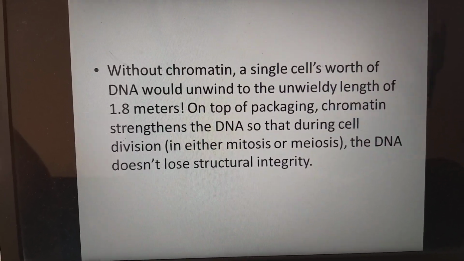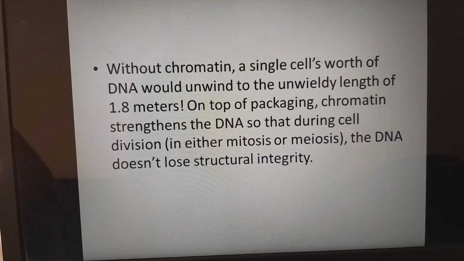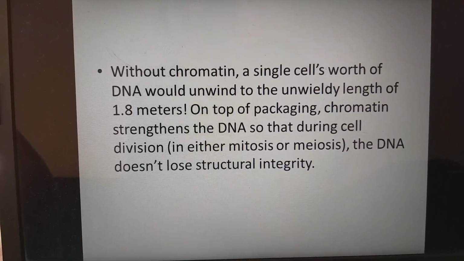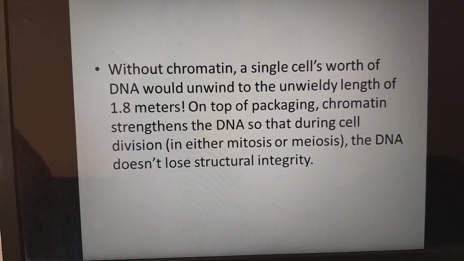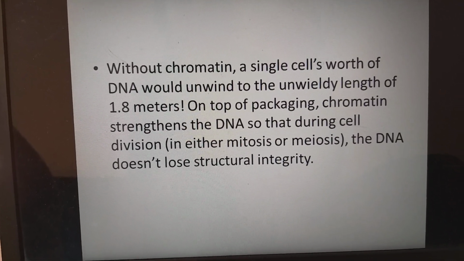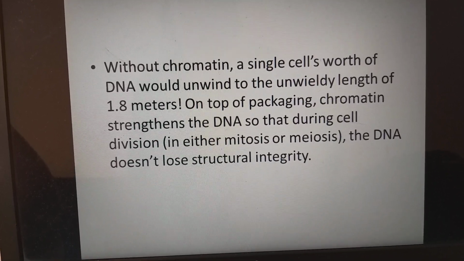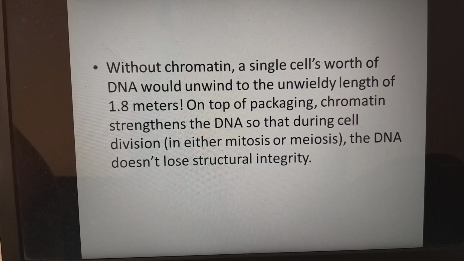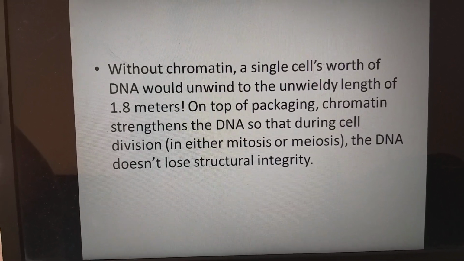If only DNA is there inside the nucleus, because DNA is essential as the blueprint of our body, and the DNA has to be transferred from generation to generation, it can be cut easily in between. So it will lose its structural integrity. In order to maintain the structural integrity, it has to be tightly packed with histone proteins.